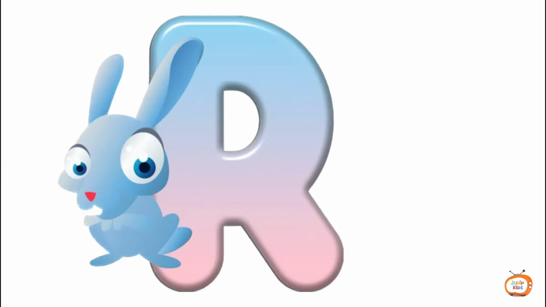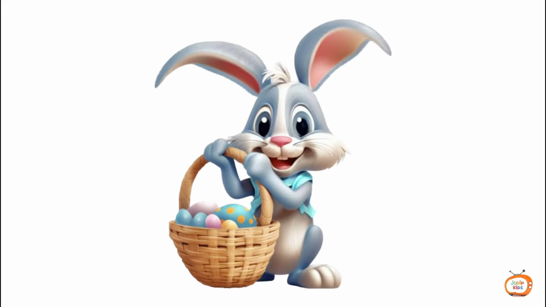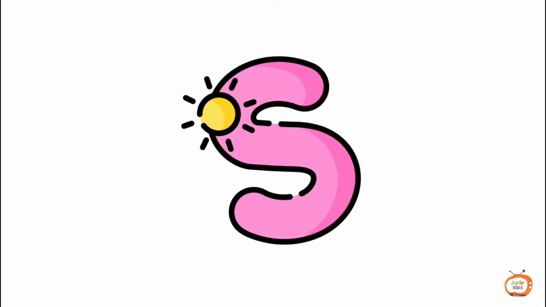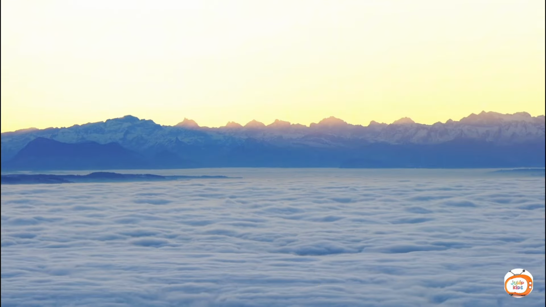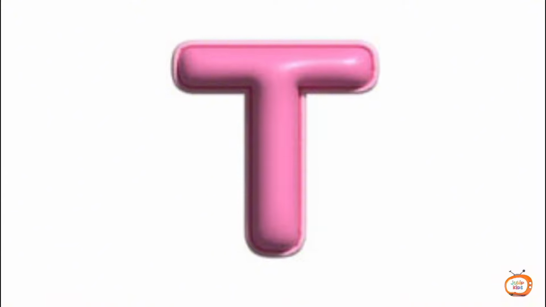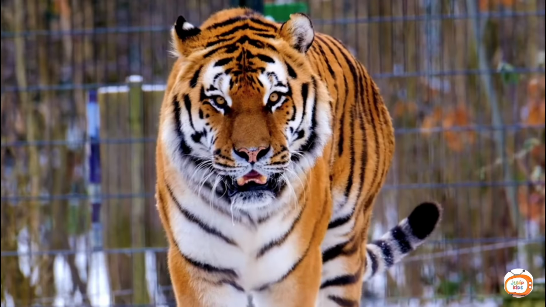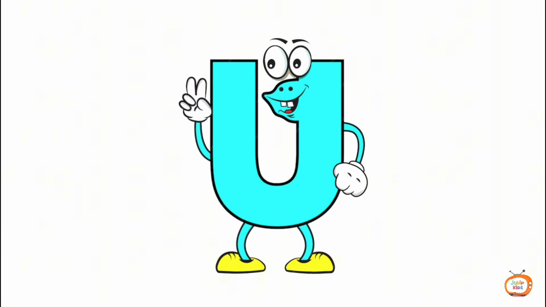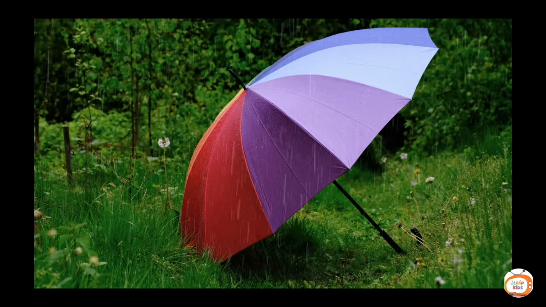R is for rabbit. S is for sun. T is for tiger. U is for umbrella.